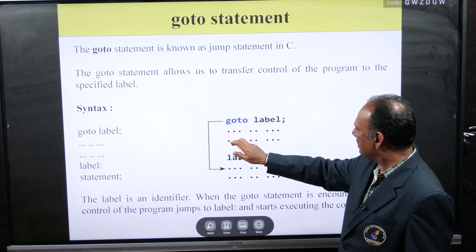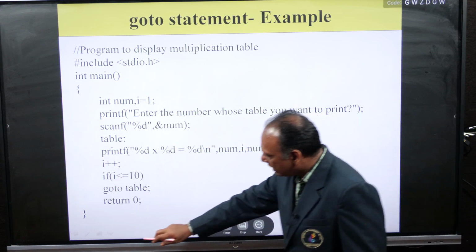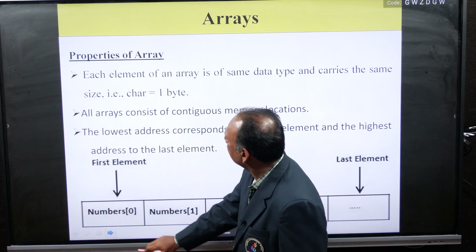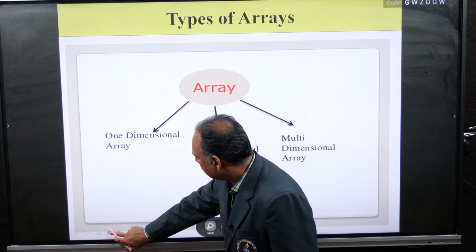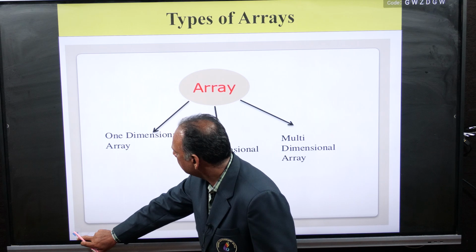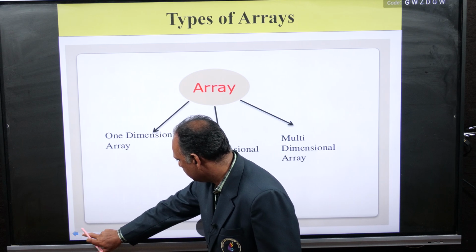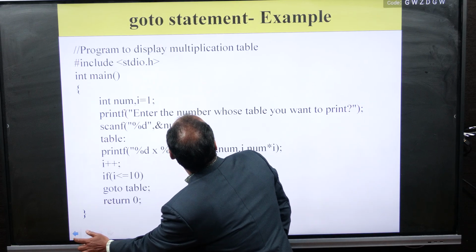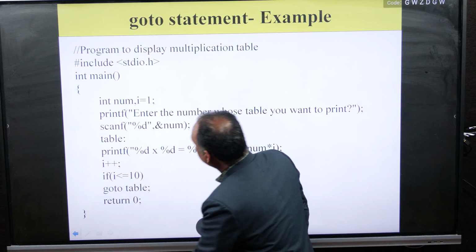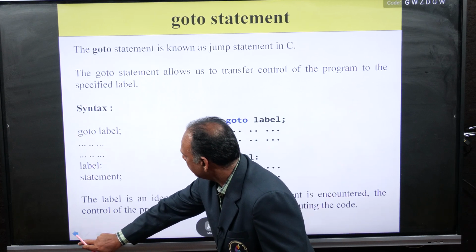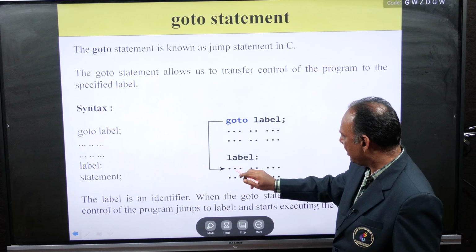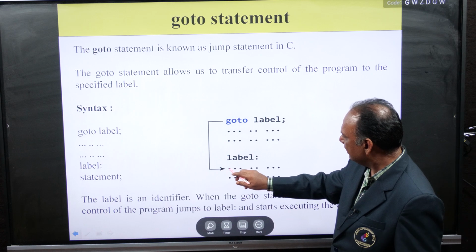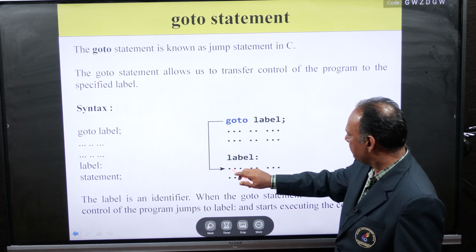So the statement 1 and statement 2, whatever is written here, will be skipped, and the statements after the label will be executed. The execution continues with the statements after the label.